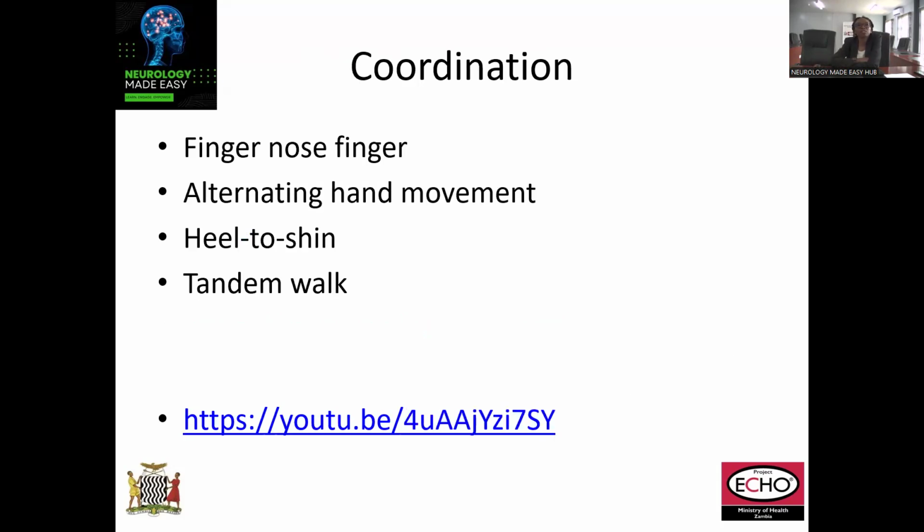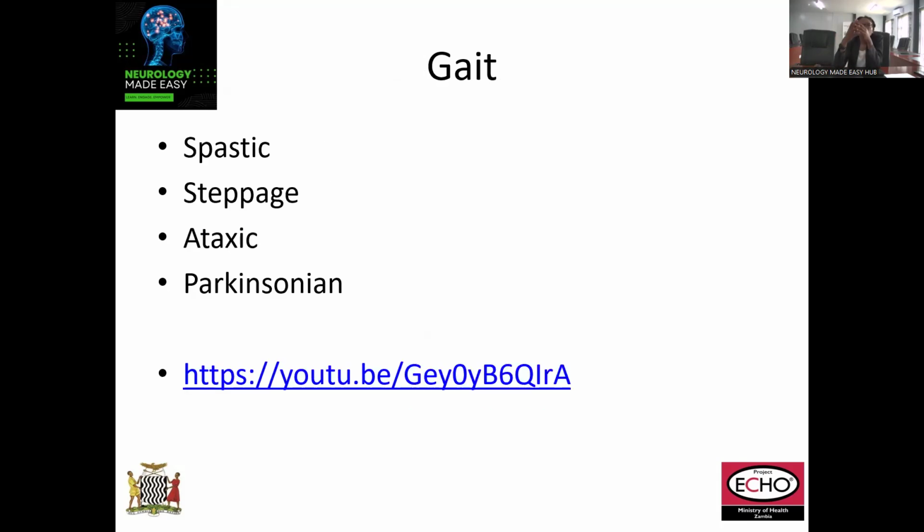And then we already looked at the coordination exam. So we did the finger nose, and then there was also the alternating hand movement. And then in the lower limbs, you can also assess coordination by doing a heel to shin type of examination. You can also ask the patient to walk in tandem, that is, one foot in front of the other. After you've done the motor exam, the sensory exam, and coordination, you must also assess for gait.